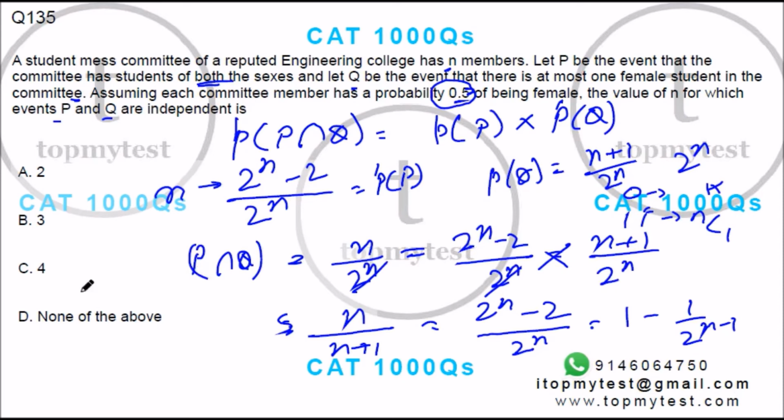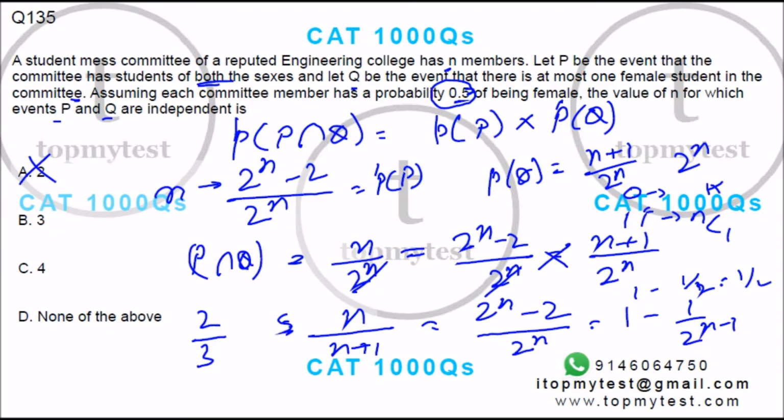Now these are the values of n. You can use trial and error to solve this. If I put n equal to 2, this will give you 2 divided by 3. This side will give you 1 minus 1 divided by 2, so that's half. Half is not equal to 2 by 3, so A is out.